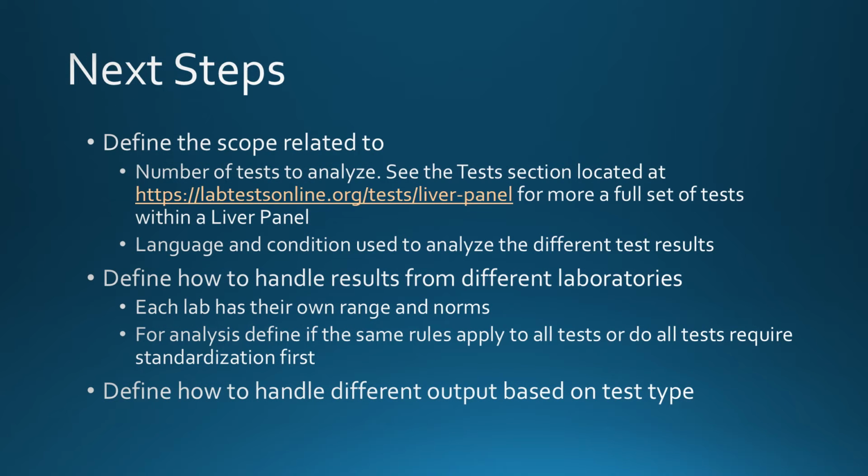The next steps needed are to define the scope related to the number of tests to analyze. You can see how many tests there are based on Lab Tests Online for liver panels. Define the language and conditions used to analyze the different test results. Define how to handle results from different laboratories, because each lab has its own ranges and normals. And for analysis, define if the same rules apply to all tests or if all tests require standardization first. Finally, define how to handle different output based on test type.